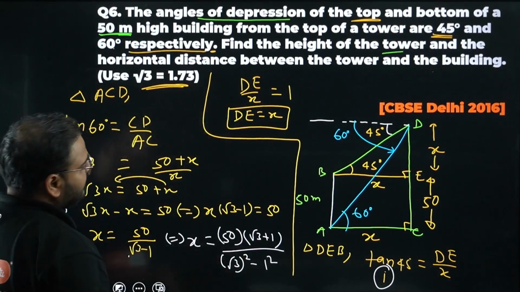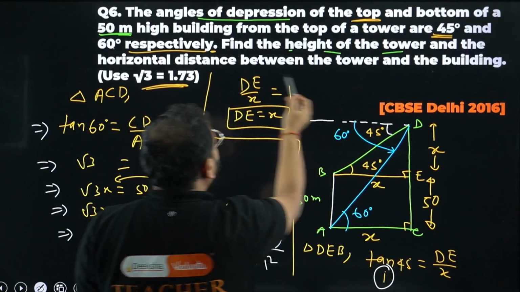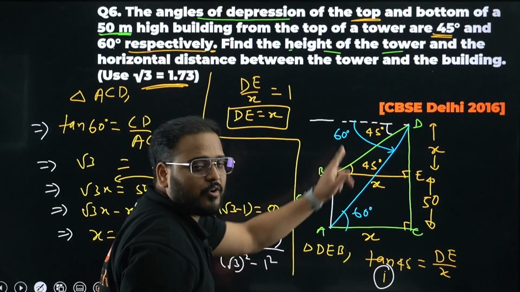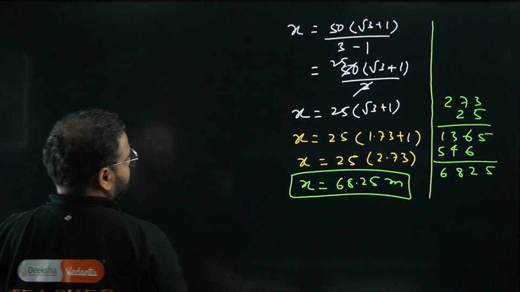So once you get that, what is the value of CD? We are looking for height also, right? Distance we got, x we got. We are also looking for height. What is height, sir? 50 plus x.